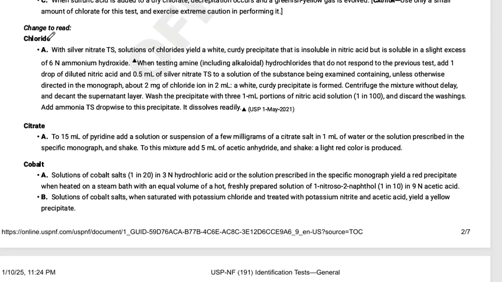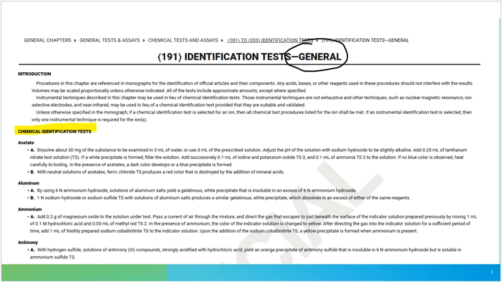And it says chloride, and then it says A. With silver nitrate TS, solutions of chloride yield a white curdy precipitate that is insoluble in nitric acid, but is soluble in a slight excess of 6-normal ammonium hydroxide. Then it gives me a triangle, whatever that means, and then it ends with a triangle. All right, so this is how I find the proper steps for the identification test that we need to do. So that's what this lecture is all about.